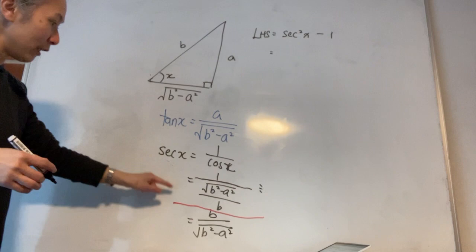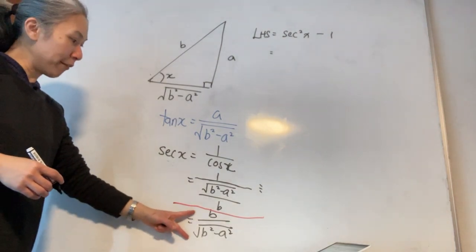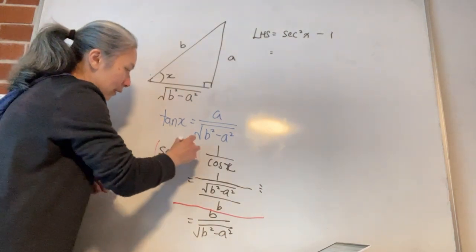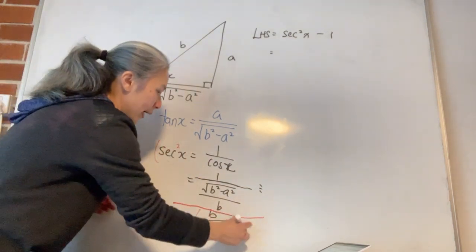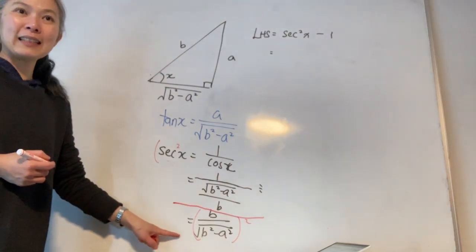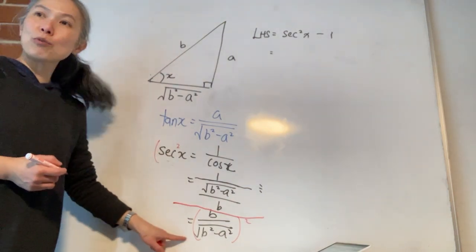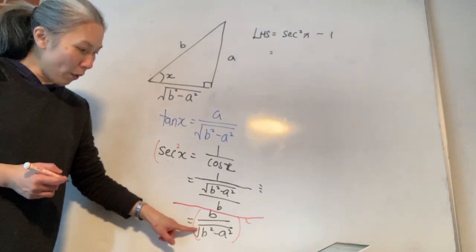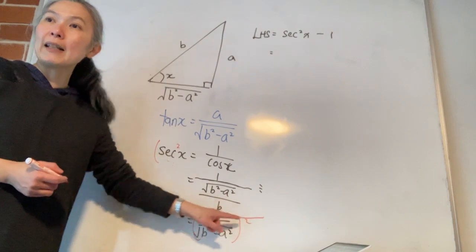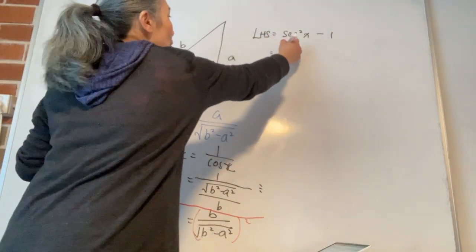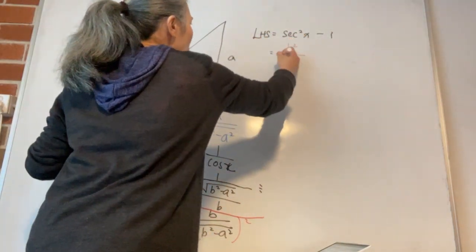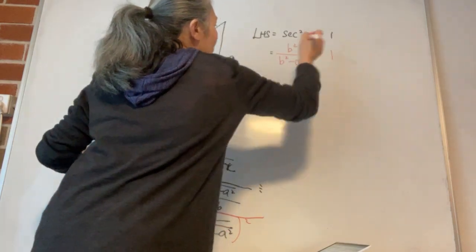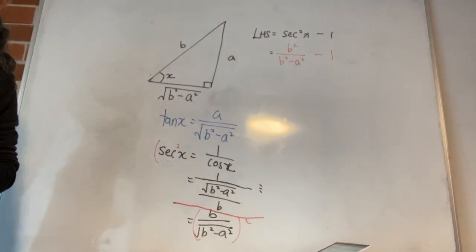And sec squared x, I already know sec x is this one. When I'm squaring it, that means I square this whole term. Because the question says sec squared x, I'm going to square this thing. Is that right? If I square this term, I'm going to get b squared. And square root and square, they cross one another off, right? You balance it out. So I'm going to get b squared over b squared minus a squared and then minus 1. Is that okay so far?